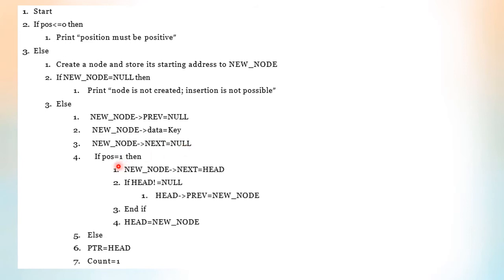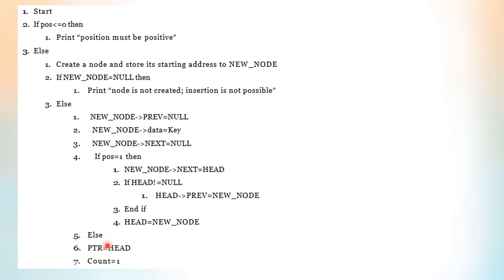If position is equal to 1, this means you have to insert a new node at the beginning of the doubly linked list. In that case, new node next is equal to head, and if head not equal to null, head previous is equal to new node. End if. And then the head should now point to the new node. So these are the statements to insert a new node at the beginning of a doubly linked list.